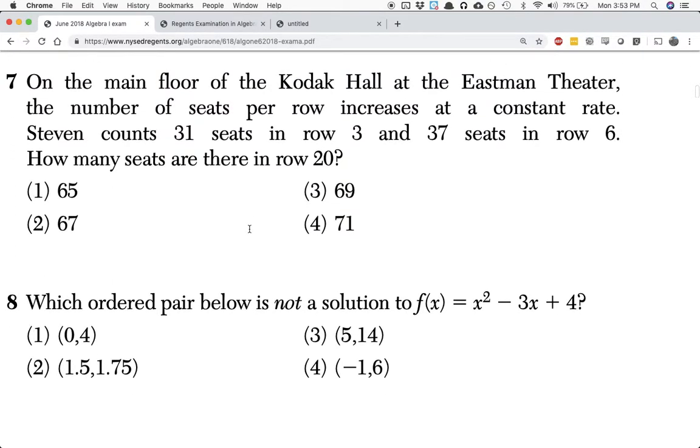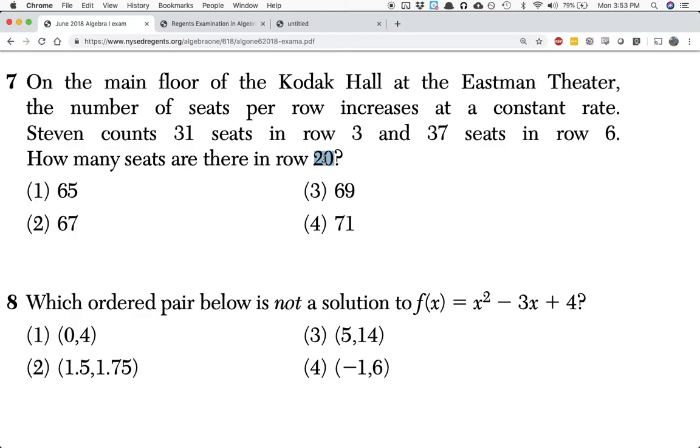Question number 7. On the main floor of the Kodak Hall at the Eastman Theater, the number of seats per row increases at a constant rate. Stephen counts 31 seats in row 3 and 37 seats in row 6. How many seats are there in row 20?